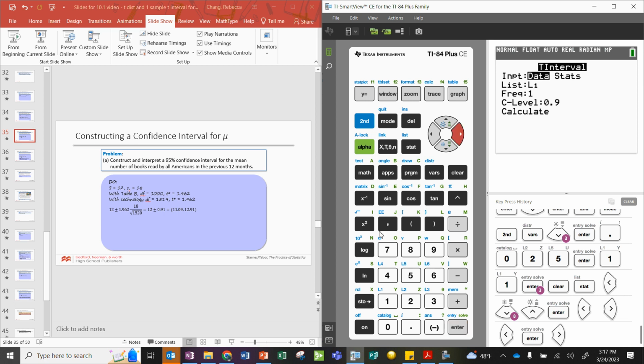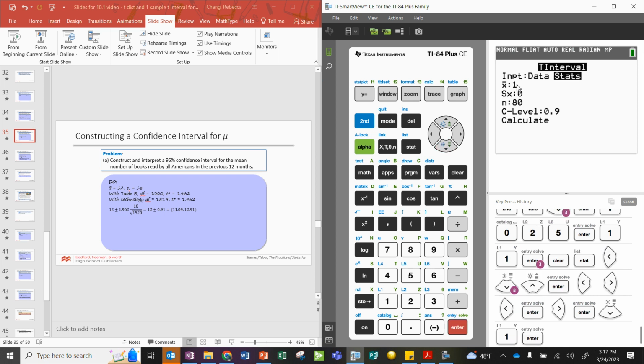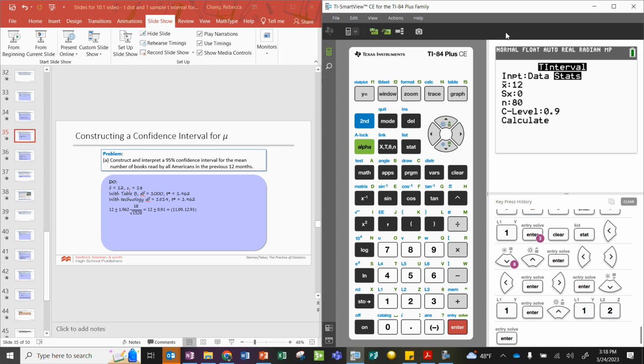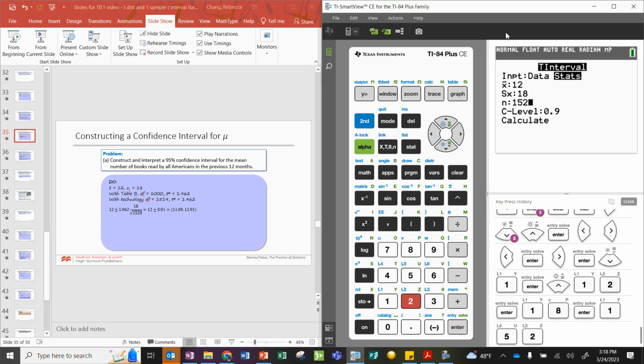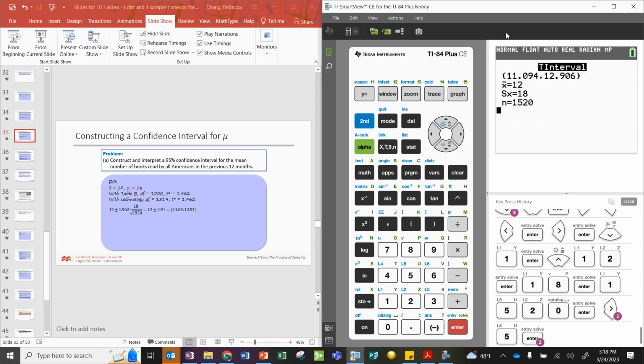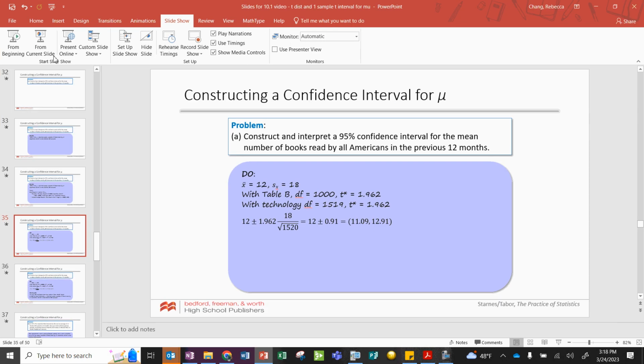I don't have that. They give me the X bar, so I'm going to scroll over and hit enter on stats, and I'm going to enter the X bar that they gave me, which was 12. The standard deviation was 18, and the sample size was 1520, right? The confidence level, we want a 95% confidence level. When I hit calculate, it spits out my confidence interval, and you can see that it matches up with what we have here. So you don't have to do the number crunching. The calculator is going to do it for you, right?